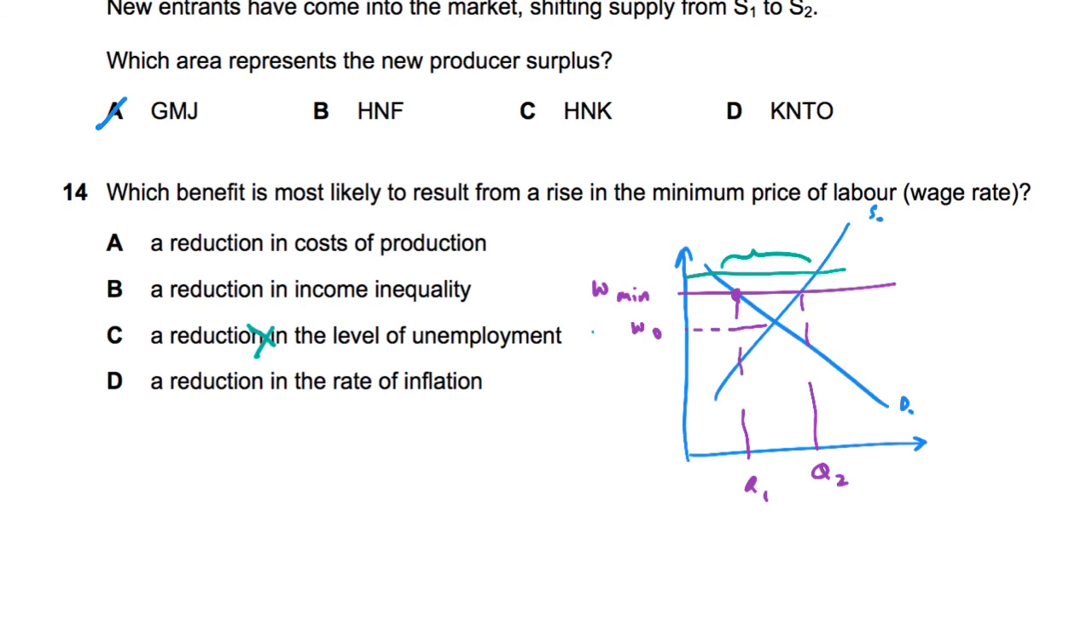But because people are paid probably better, one could say there could be a reduction in income inequality. People who are paid more will find the gap between the rich and the poor going down. So B is the best answer.